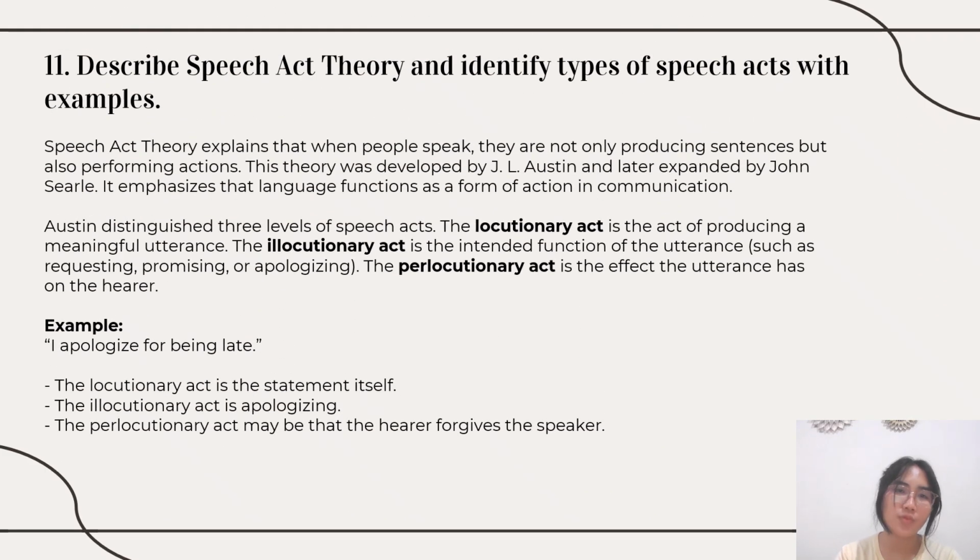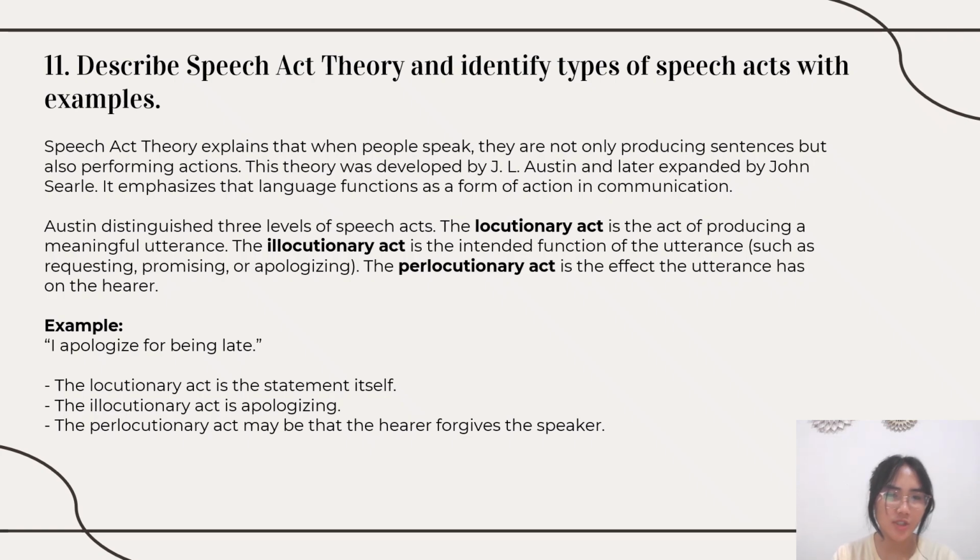The next describes speech act theory and identify types of speech acts with example. Speech act theory explains that when people speak, they are not only producing sentences but also performing actions. This theory was developed by J. L. Austin and later expanded by John Searle. It emphasized that language functions as a form of action and communication.